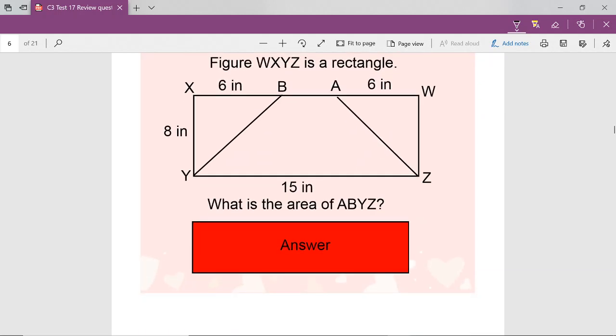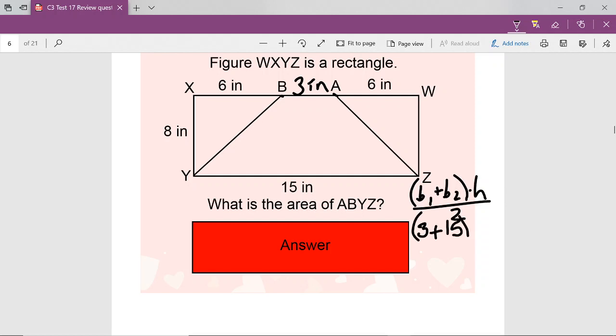From there, we can use this as well in order to get the area of ABYZ, which is a trapezoid. So I use the formula: base 1 plus base 2, multiply by the height and divide by 2. So I plug in what I know, and I know a lot of things based on what I learned in the last one. We said this was 3 inches. So that's my base 1, so 3 plus base 2 is 15.